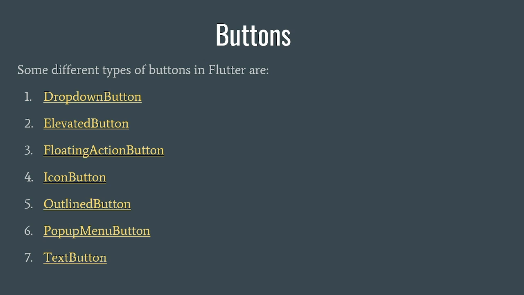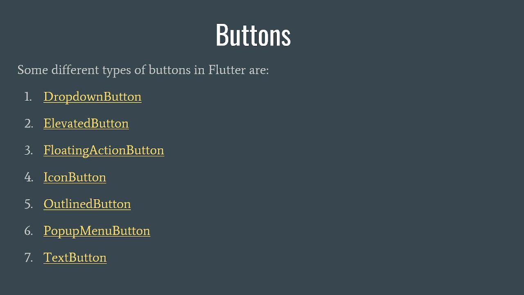Next, we have buttons. Buttons are widgets where you click on them and certain actions can be performed. Flutter has different kinds of buttons. For example, we have the drop down button, which is to select from multiple values in the form of a drop down. Then there's a text button, which is just a button that has a text displayed on top.